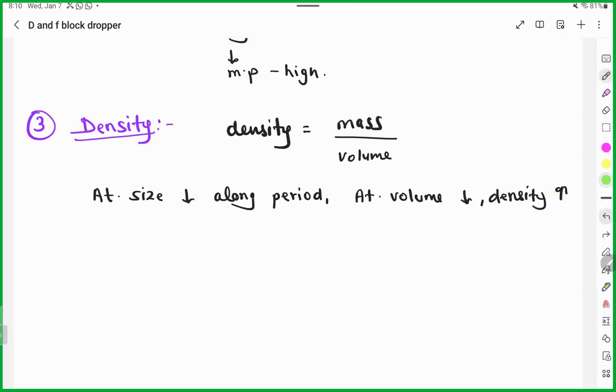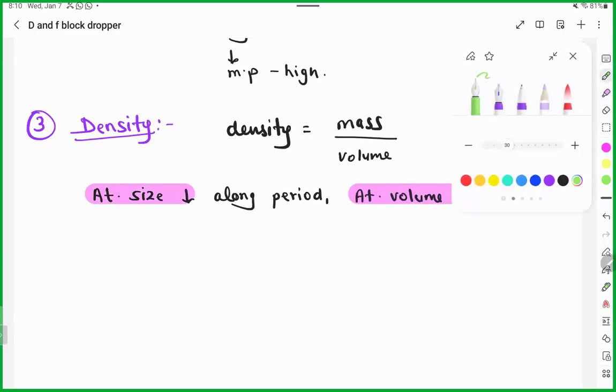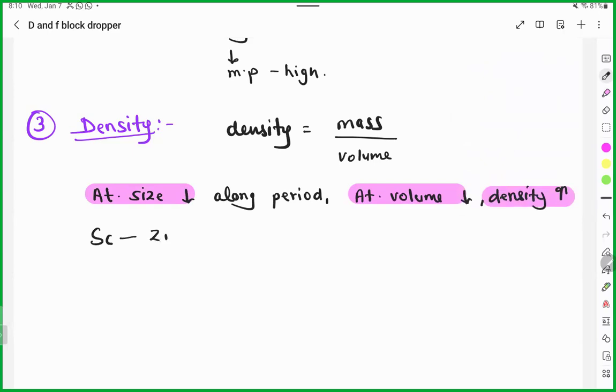Then density increases. Why? Because volume decreases. What is the reason for the volume decrease? Decrease in the size. Okay. So that's why you will see if you take from scandium to zinc, our density will increase continuously.